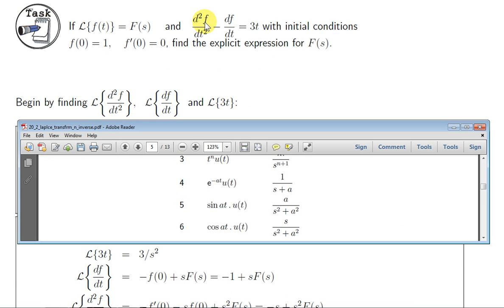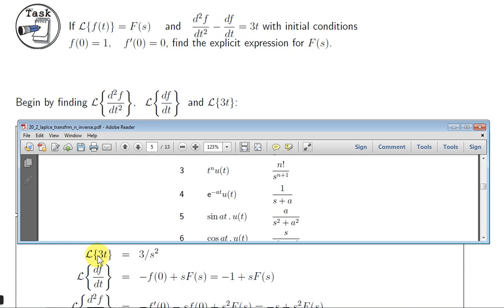Here we see that a function little f of t satisfies this differential equation with initial conditions f of 0 equals 1, f prime of 0 equals 0. And we are going to get an expression for big F of s. To do that, we are going to take the Laplace transform of each term in this differential equation. Let's look at L of 3 times t. Well, by linearity we can pull out the 3, so we're getting L of t, and we can use this rule here with n equal to 1. So we get t to the 1, and its transform is 1 factorial over s to the power of 1 plus 1. Well, that's just 1 over s squared, so we end up with 3 over s squared.